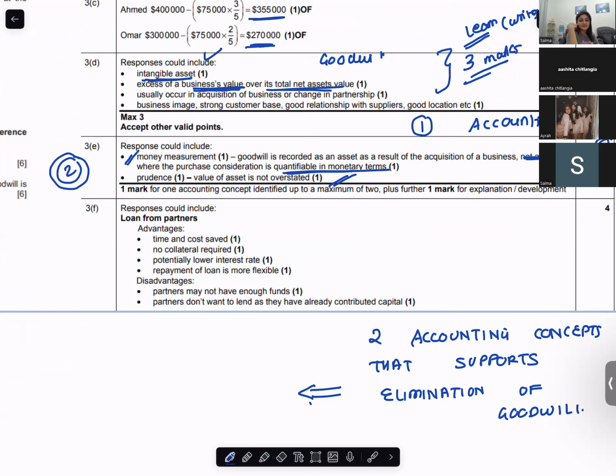Another accounting concept that supports elimination of goodwill. Ashita, come on, tell. It's money measurement. With this one, I didn't understand properly. Ira, can you please explain to her? Goodwill is a non-monetary item. So you're supposed to write it off because you're matching it with the market value. Wait. Goodwill is an intangible asset. Am I correct? Yes.